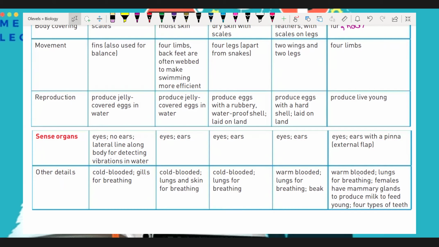What are those four types of teeth? Molars, premolars, incisors, and canines. Good.